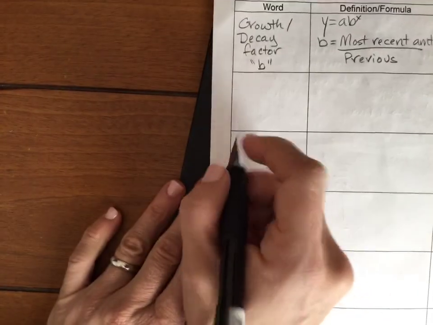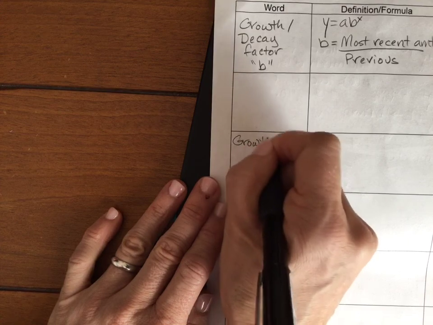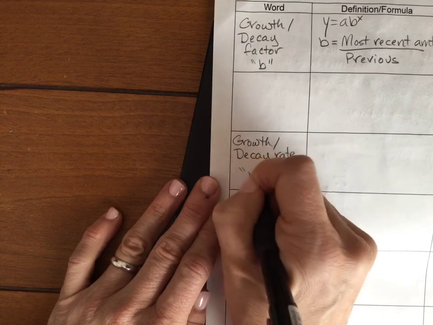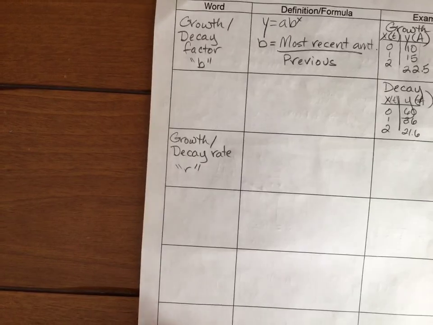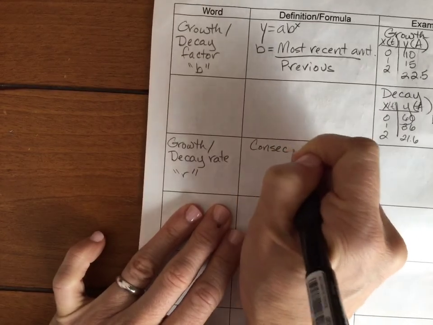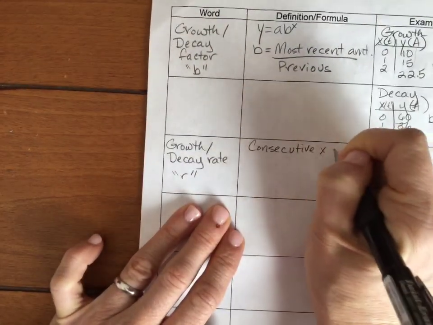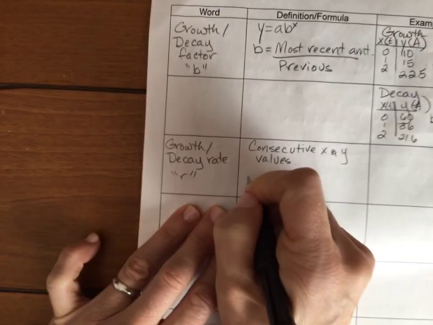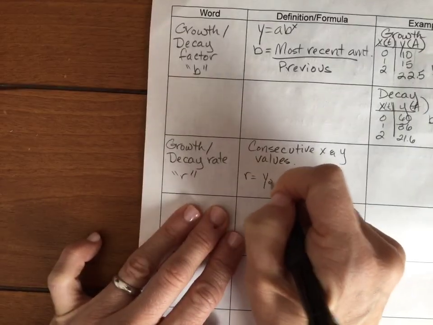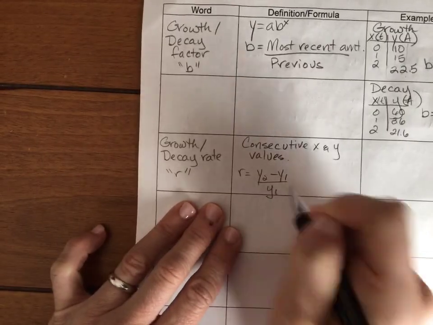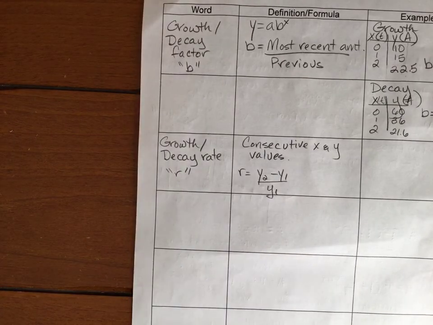So we're going to have here growth or decay rate. That's the little r. And so you want to use consecutive, just like when you're finding b, x and y values. So r is going to be y2 minus y1. Does that kind of remind you of slope? All divided by just y1. So notice we don't have any x's in here because we're finding a percentage. So we're not finding slope, we're finding a percentage.